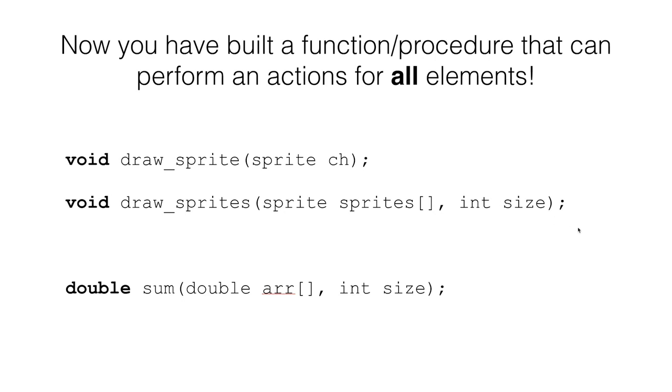We'll look at how to avoid this in a little bit, but for the moment you'll have to pass the array and its size. Similarly, we could create a function to sum all of the doubles in an array. That function would be, as we've seen before, we would pass in the array and the size.